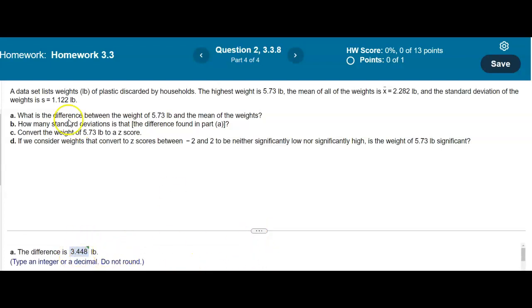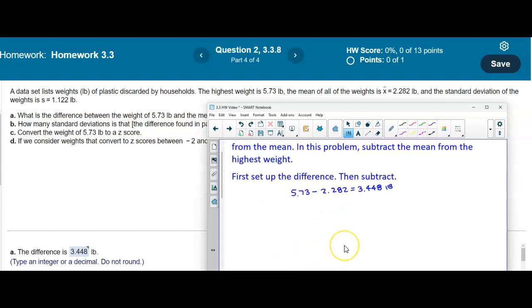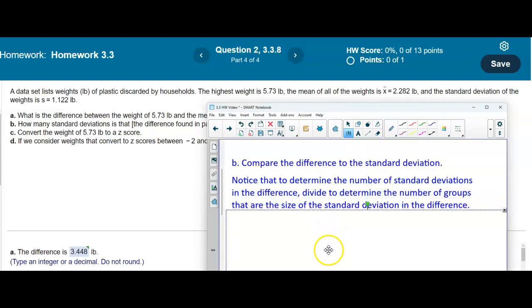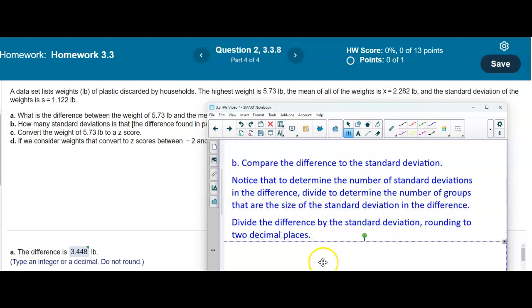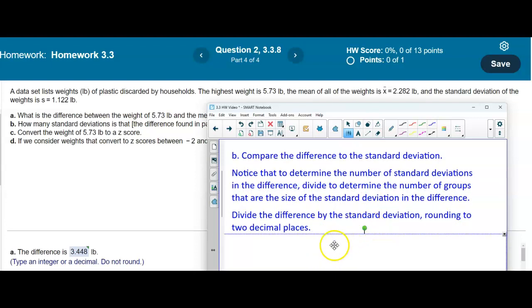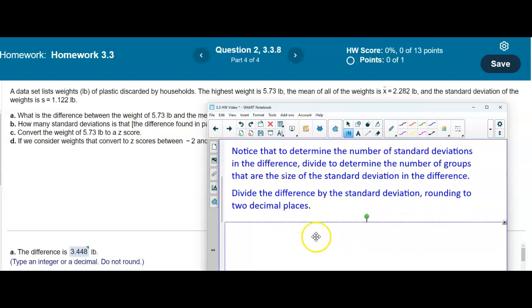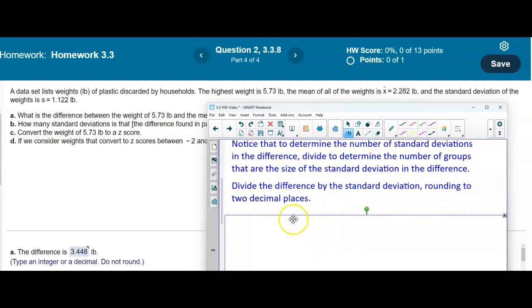Now the next question says, how many standard deviations is that? Meaning the difference found in part A. So we want to compare the difference to the standard deviation. And notice that to determine the number of standard deviations in the difference, we divide to determine the number of groups that are the size of the standard deviation in the difference. So we're going to divide the difference by the standard deviation and then round it to 2 decimal places.